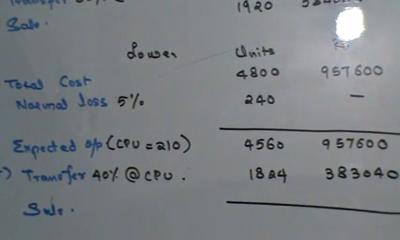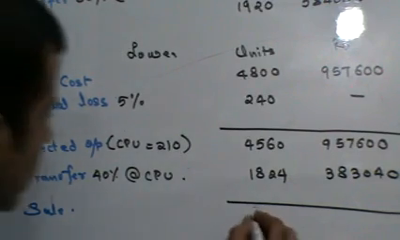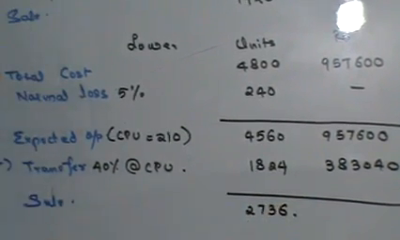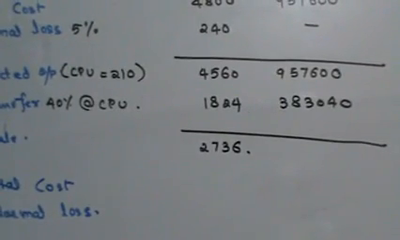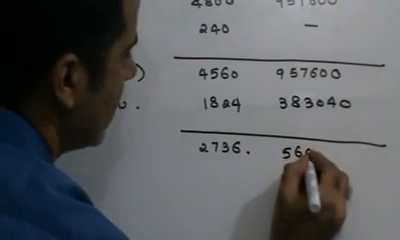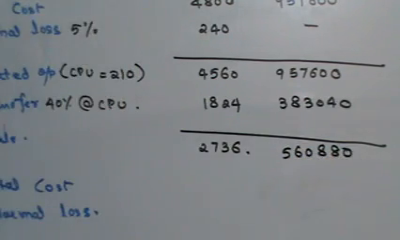60% is sales. So 60% of 4560 is going to be 2736. Right? Sale has to be calculated at sale price. Sale price is given to you as 205. So 2736 into 205 will give you 5,60,880. Fine. Now let's transfer this.